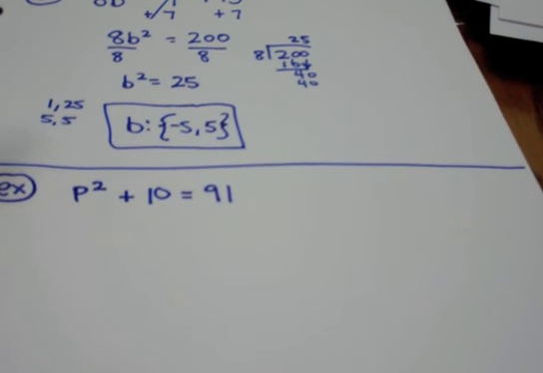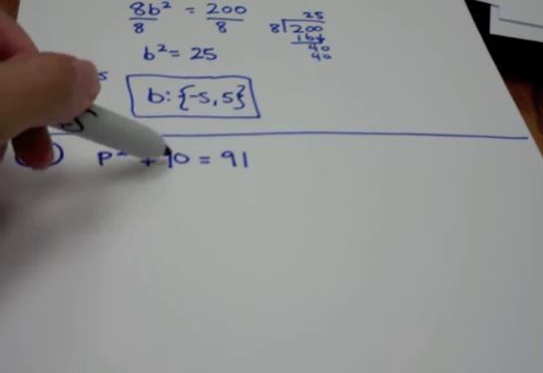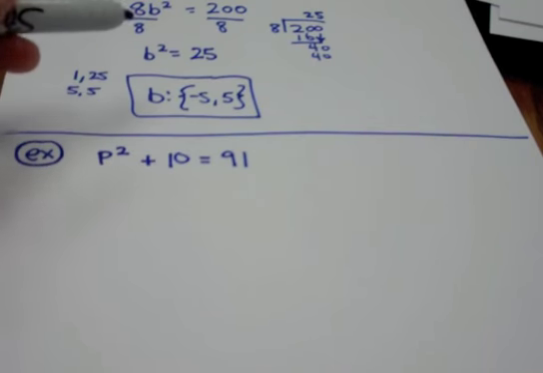Let's move on to the next one, shall we? The next one is p squared plus 10 equals 91. So we're just going to use our algebra to try and simplify this as much as we can.